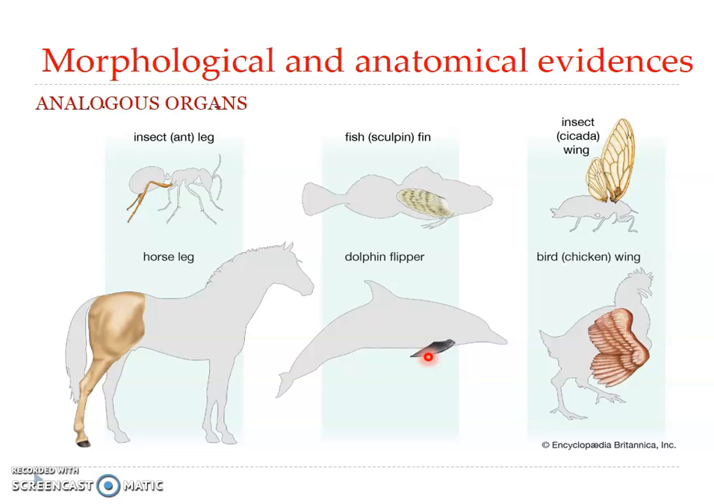The fins have a very simple skeleton, while the flipper of a whale, or you can see here the dolphin, is a modified pentadactyl limb. So here the fins are simply having a simple skeleton supported by the fin rays or such kind of structures, while the dolphin flipper has a very reduced but pentadactyl limb structural pattern.